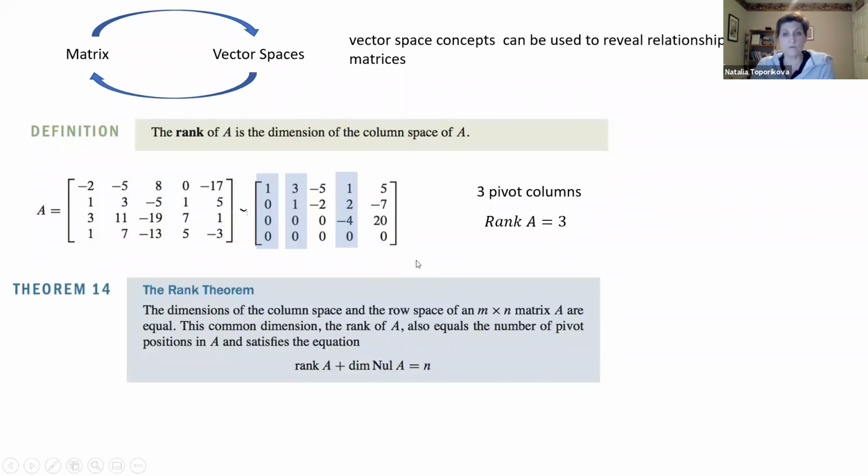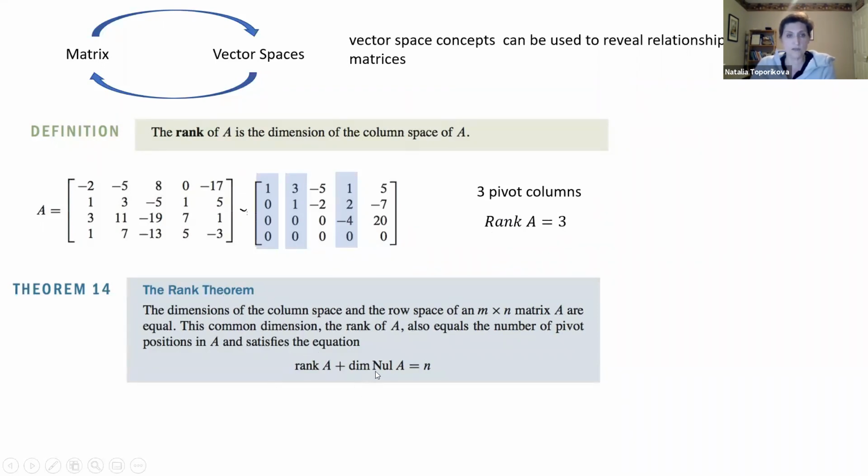The rank theorem will tell us some interesting quantitative relationships between the number of rows and columns of a matrix and the rank and dimension of the null space. First, the interesting result is that the dimensions of the column space and the row space of a given matrix are always the same, which sounds completely non-intuitive at first sight. So I really strongly recommend you go to the theorem and look at the proof. It's a truly beautiful proof.